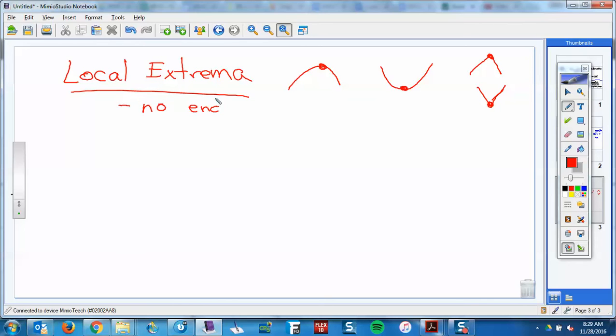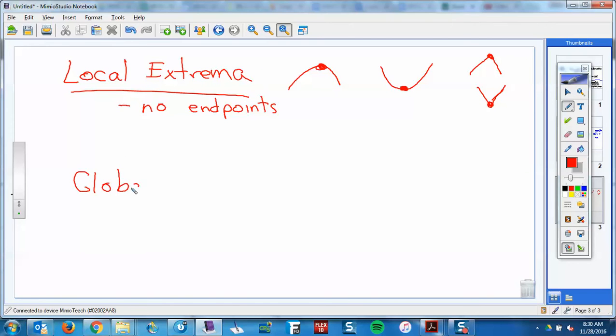I'm going to just say right now, no endpoints. When we do a local max or min, we want to be able to see on both sides of it. So we're not going to talk about endpoints being a local max or min. We're talking about peaks and valleys.